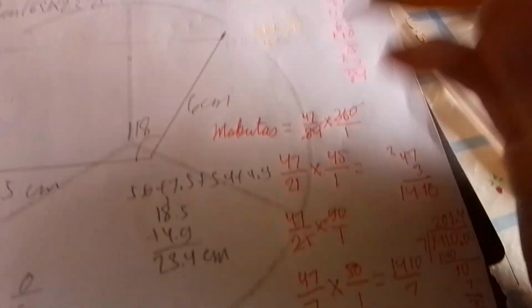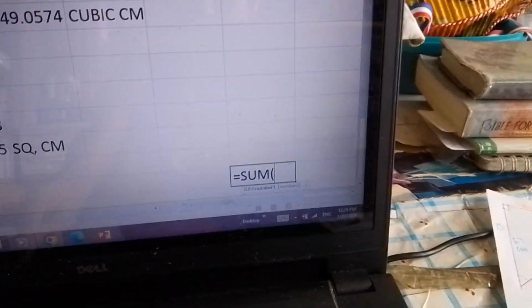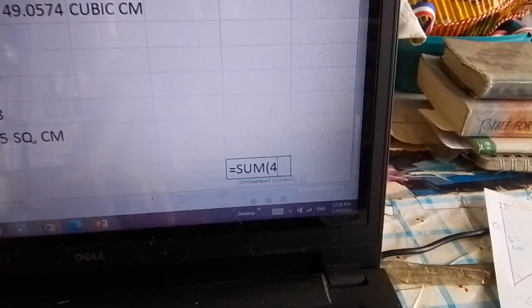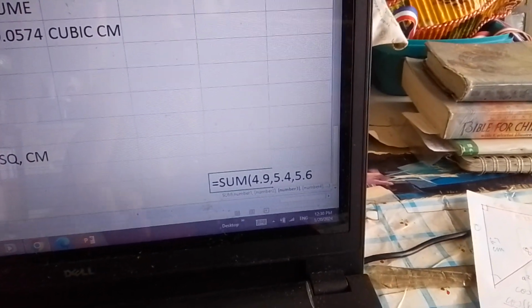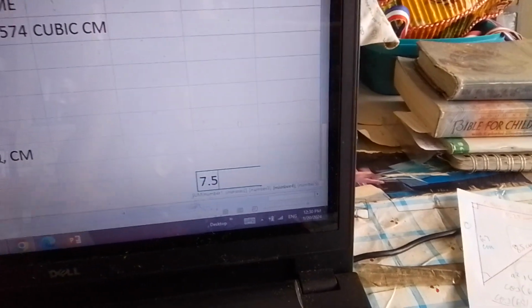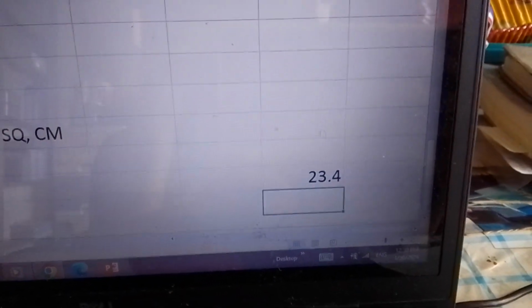23.4 centimeters. Kung tinay mo dito sa Microsoft Excel, ganito yung formula. Di ba we have 4.9. Or you can just type sum. Sum of the numbers that you want to put there. Sum of 4.9, 5.4, 5.6, and ano yung isa? 7.5. Did we get the same answer? Yes, we did. 23.4 cm.